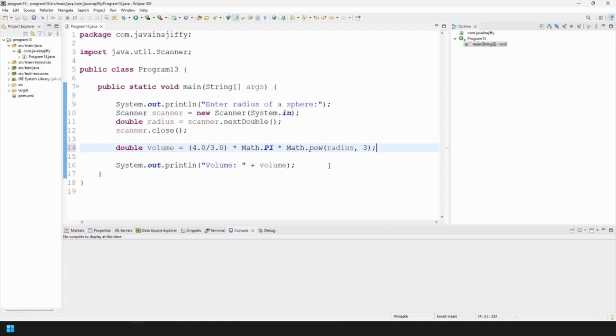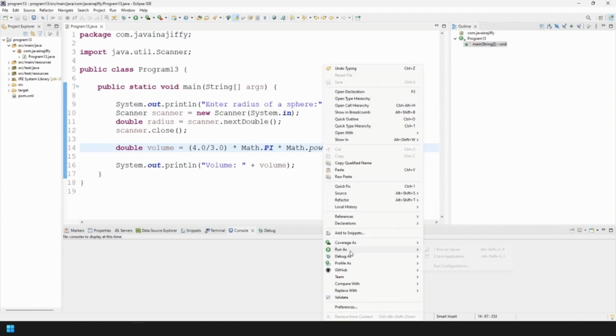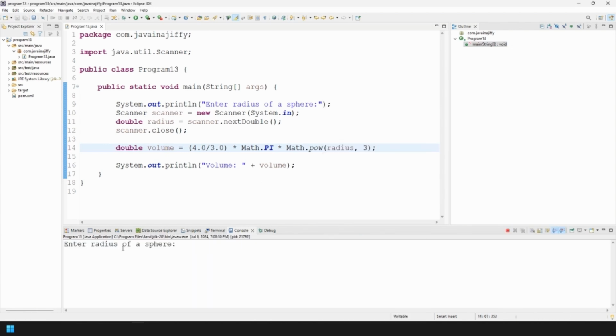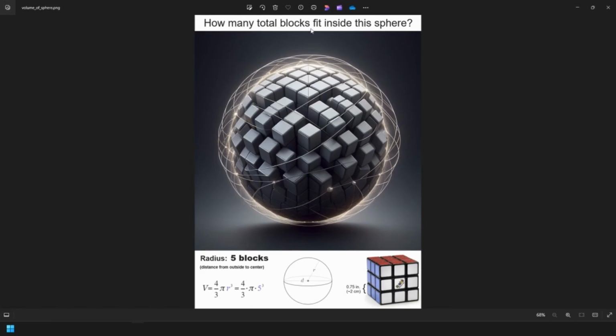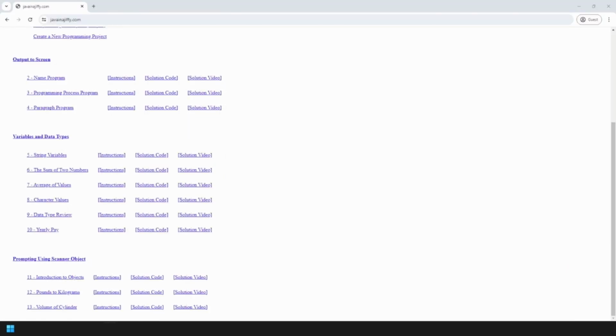So now if I save this and we run it, we can actually get the answer to our problem. So enter the radius of a sphere, which is 5. So the volume, or the number of cubes inside of that image, is 523.59. So if we look at the image again, how many total blocks fit inside the sphere? The answer, 523.59.